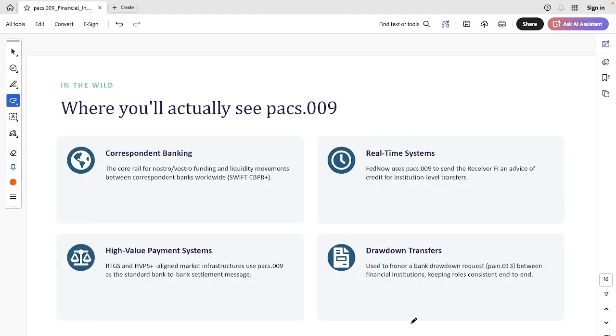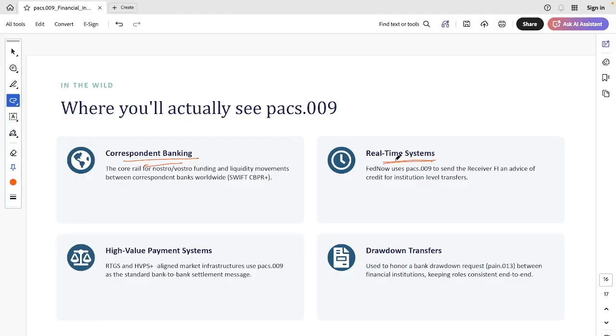Now let's understand where pacs.009 is used in the real world. The first area is correspondent banking. This is probably the most common context where many learners will hear about pacs.009. Banks maintain Nostro and Vostro accounts with correspondent banks to support cross-border payments and liquidity movements. For example, an Indian bank may maintain a USD Nostro account with a US correspondent bank. If the Indian bank needs to fund that account or move liquidity, pacs.009 may be used.